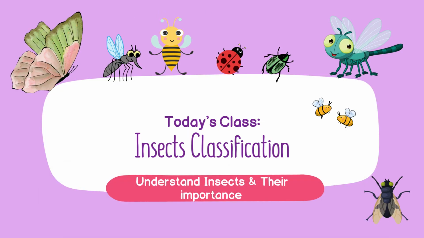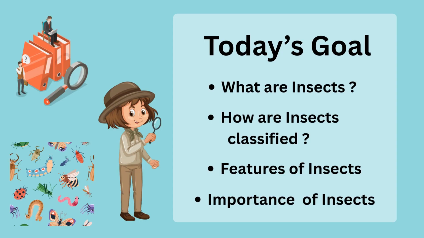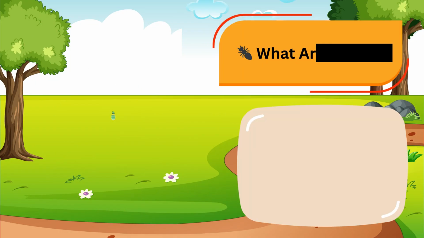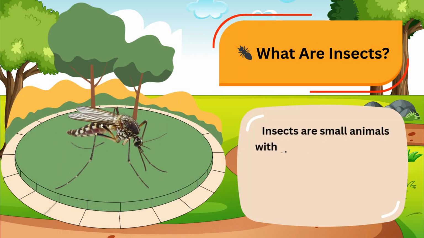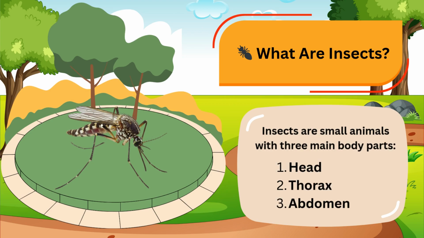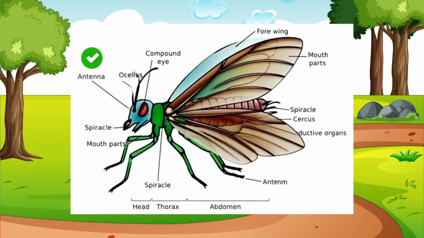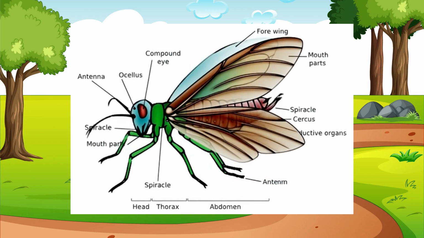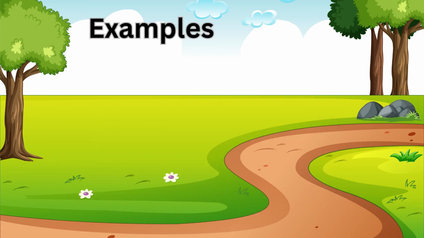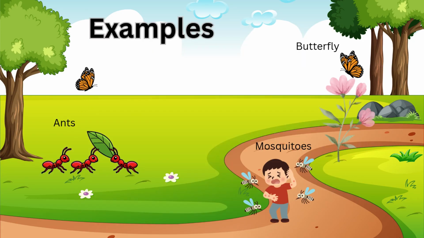Today we will learn about what insects are, how insects are classified, and about their features. So, what are insects? Insects are small animals with three main body parts: head, thorax, and abdomen. Insects have six legs, two antennae, and most insects have wings. Examples of insects are ant, butterfly, mosquito, housefly, and grasshopper.